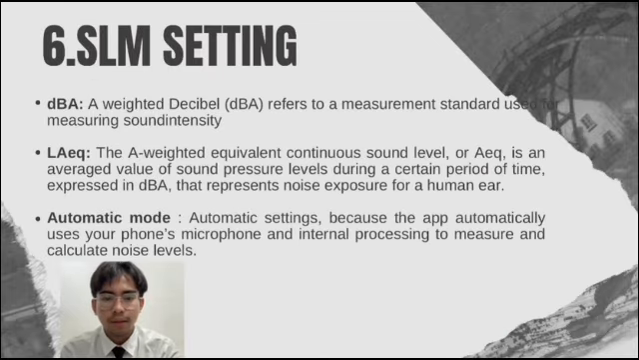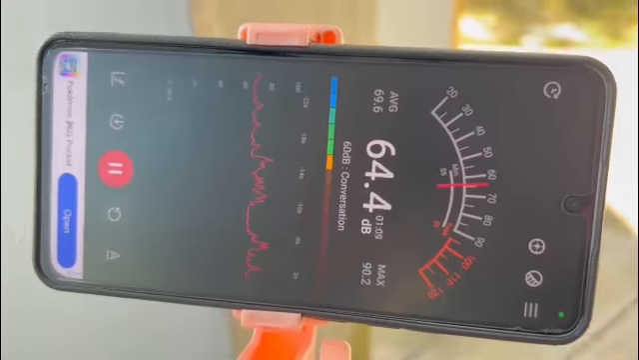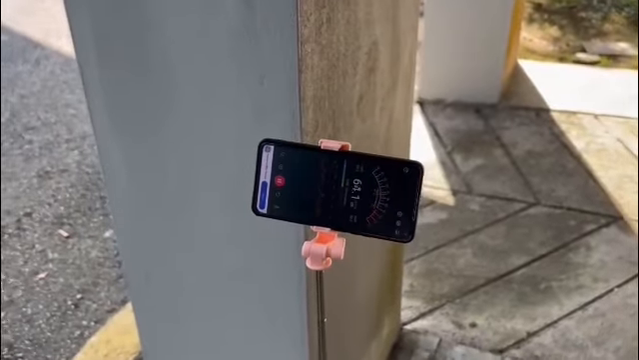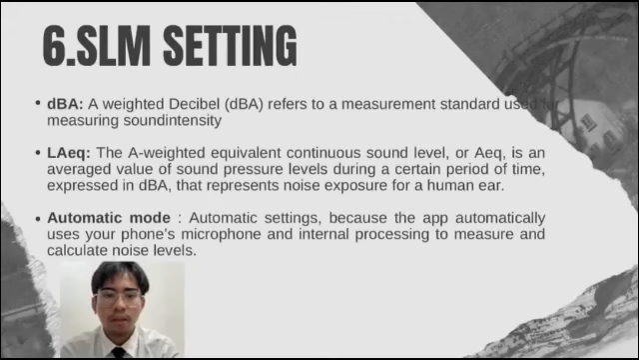Next is dBA and LEQ use. dBA is used because it measures sound according to the sensitivity of the human ear, giving realistic indicator of perceived loudness, while LEQ is used because it provides the average noise level over a period of time, making it suitable for assessing fluctuating noise and comparing it with acceptable noise limits.